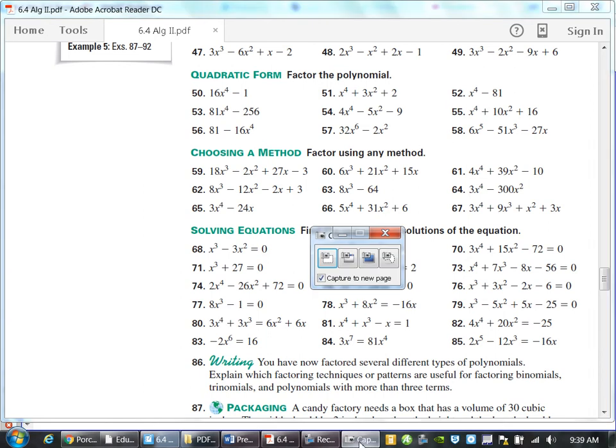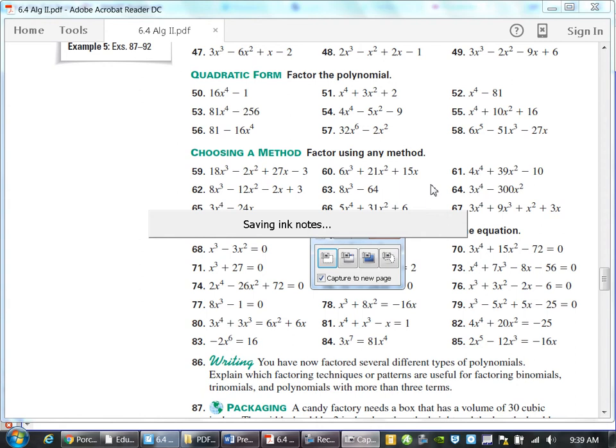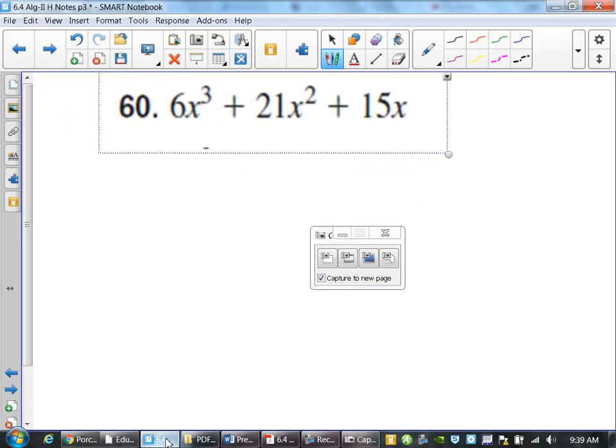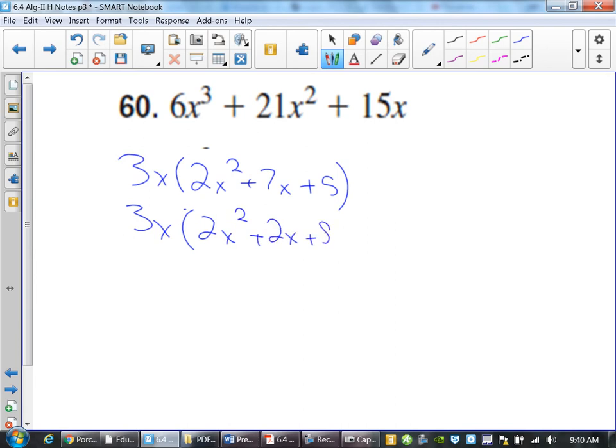What's the first rule of factoring? GCF. What's the GCF? 3x. Okay? What times what is 10 and adds together to get 7? You should be able to finish it out from there. It's like group them. Yep.